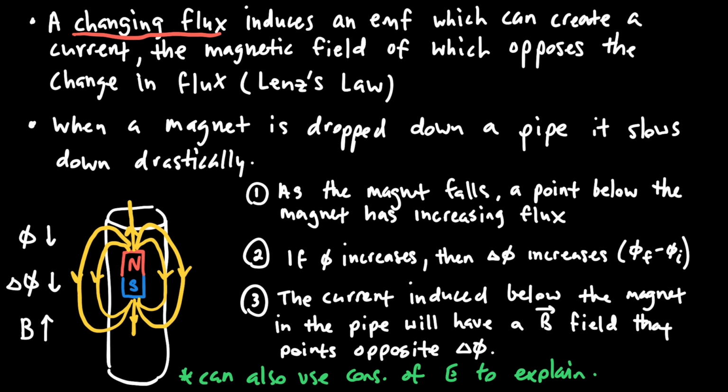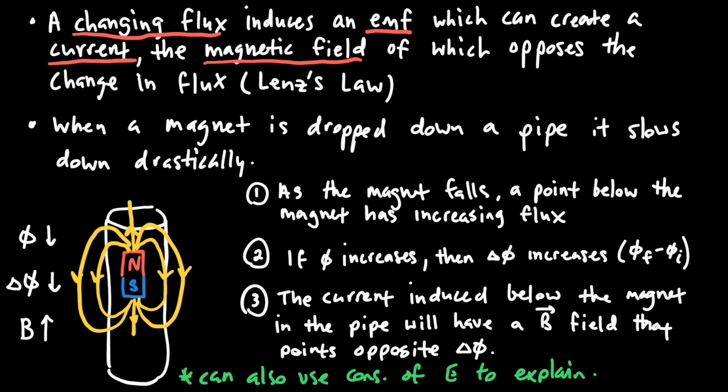So we have a changing flux that creates an EMF. If there's an EMF present and there's a closed loop, then I can always get a current. And if there's a current, then things with currents in them create magnetic fields. And Lenz's law says that the orientation of that magnetic field will point in a direction such that it will oppose the change in the flux.